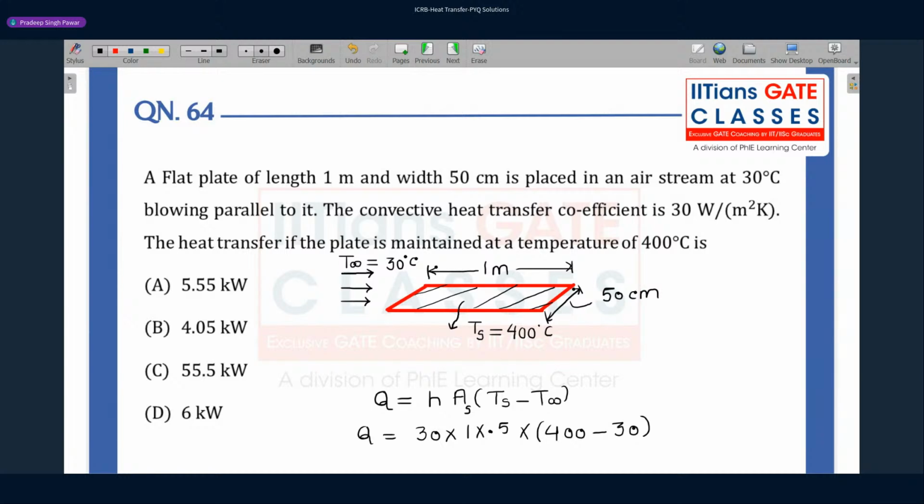Let's do the calculation. h is 30, surface area is 1 into 50 centimeters, 0.5, into the surface temperature 400 minus the free stream temperature. So we get this value as 5550 watts, which is nothing but 5.55 kilowatt. So this is the answer here. Okay, let's move to the next problem.